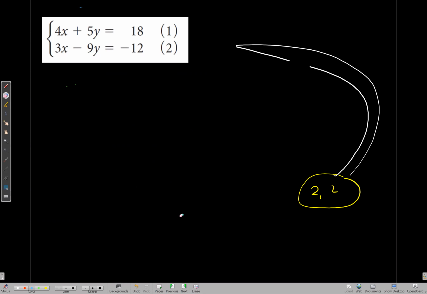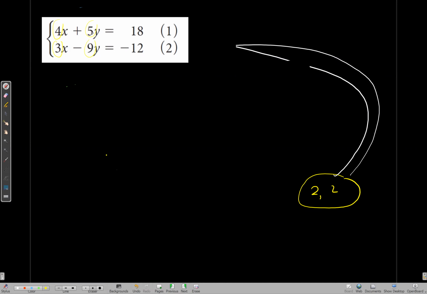This is the method I prefer, and this is the method that will always work, and which is easy for anything. Now if you see these numbers, the numbers are a little tricky because of 4 and 3. You can get rid of x or you can get rid of y, that's your choice.